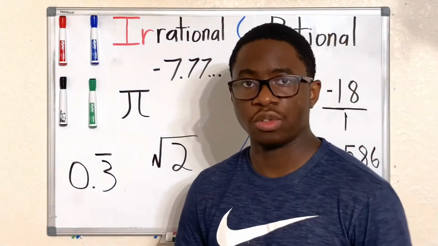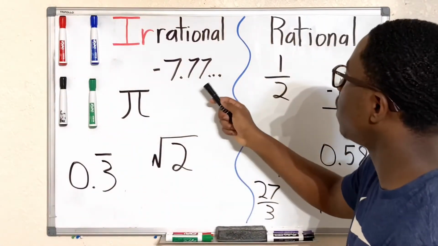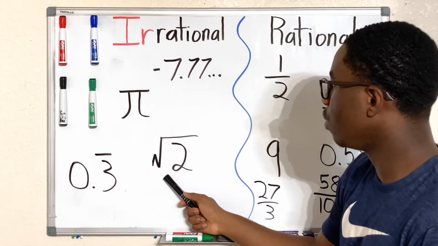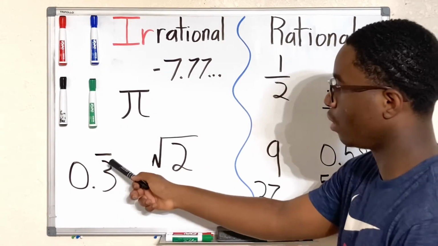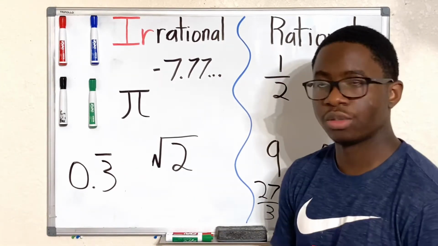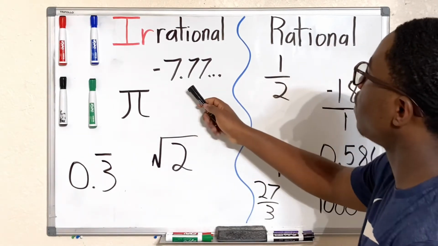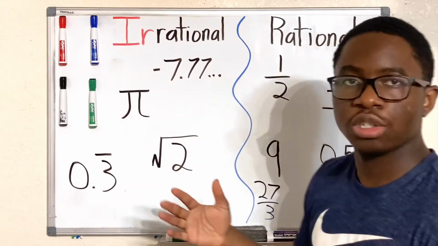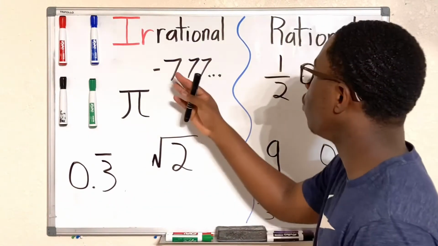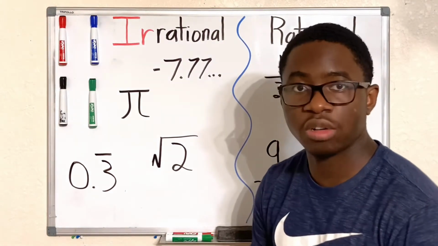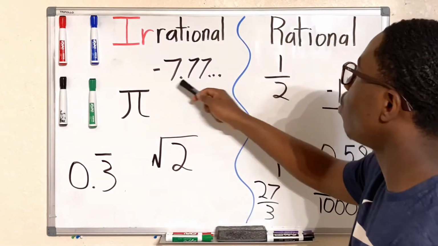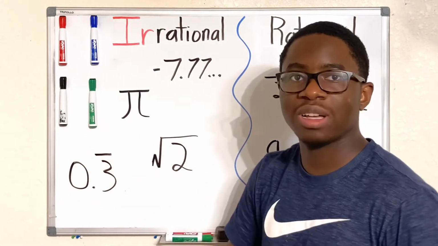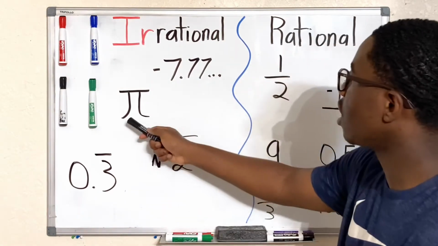Alright, let's look at some irrational numbers. So here we have negative 7.77 continued. We have our pi symbol. We have the square root of 2, and we have 0.3 with the line over the 3. Let's look at why these are irrational. Negative 7.77 continued doesn't have an ending. That's why we had to put the 3 dots here to show that it still continues. So it can go from here all the way to the grocery store and still not stop. So the negative 7.77 wouldn't be able to be put inside the ratio A over B because it has no end.